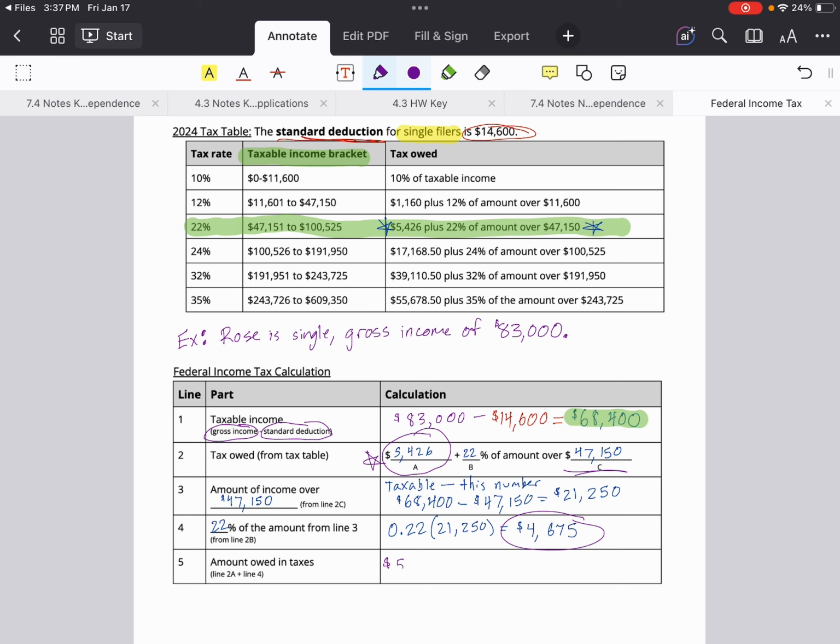So we're going to go 5,426 plus 4,675. And I get $10,101. And that is the amount that will be paid in taxes.